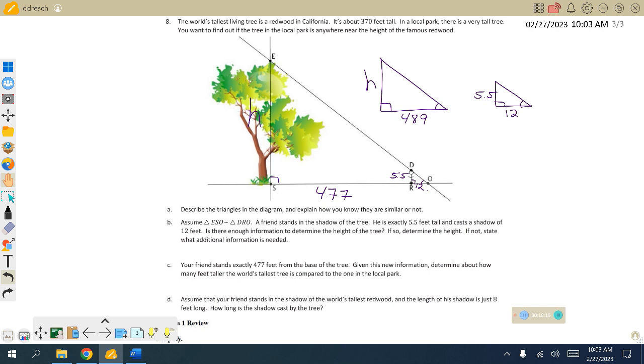So let's go ahead now and go with what? H to 5.5. But all these are about, can you take the labels and put them in there correctly? Go to your calculator. Do your cross products. What's 489 times 5.5? That's a big one. 489 times 5.5, 2689.5.